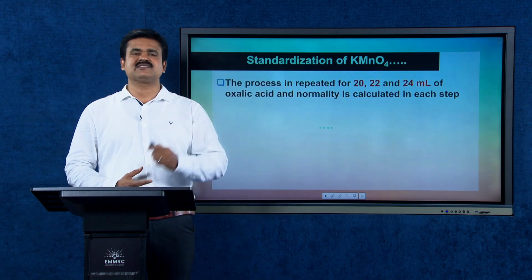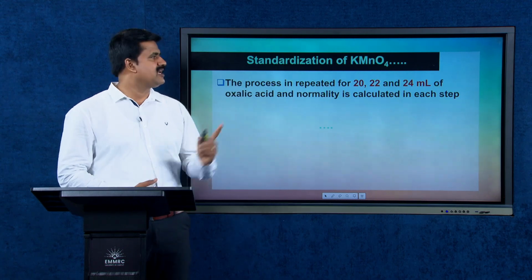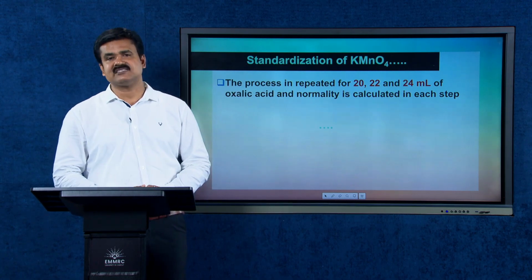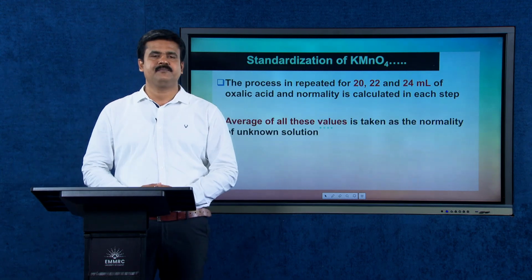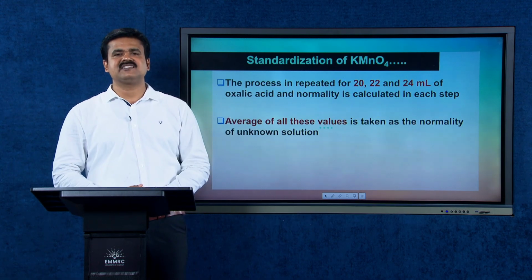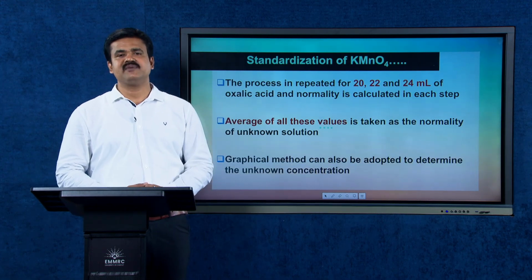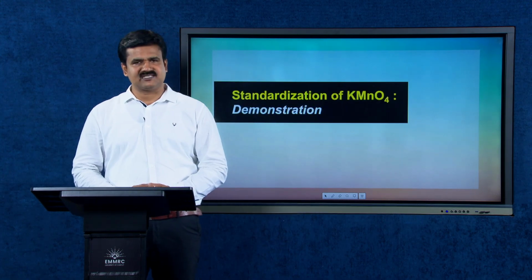Now, the process is repeated for 20 ml, 22 ml and 24 ml of oxalic acid, and normality is calculated in each step by using the previous relation. Average of all these values is taken as the normality of the unknown solution. Graphical method can also be used to determine the unknown concentration.